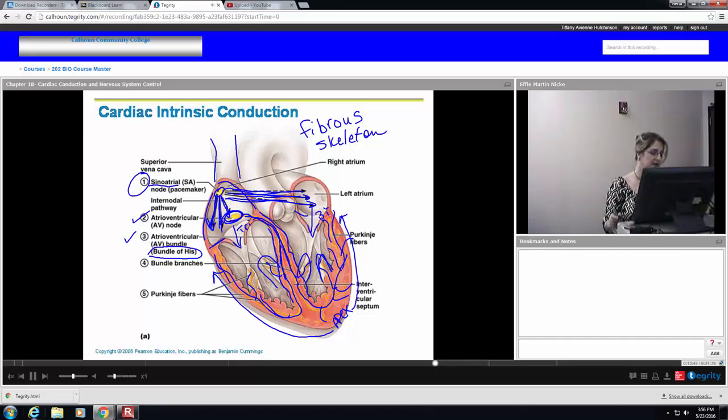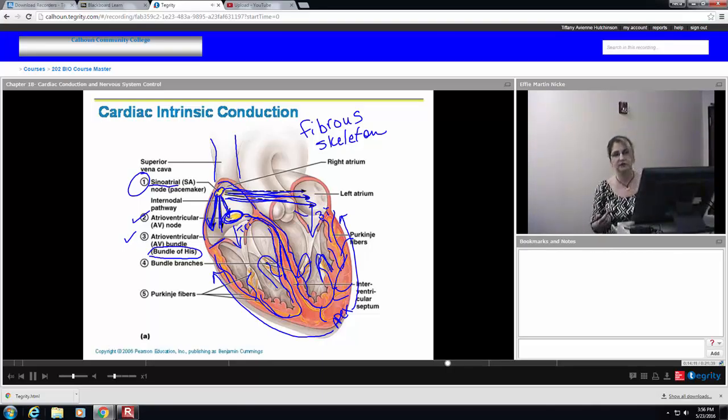All right, I think that's pretty much all I wanted to tell you on this particular picture. But I do want you to pay attention to this pathway. It's a very easy to learn pathway because it always travels in the same direction.